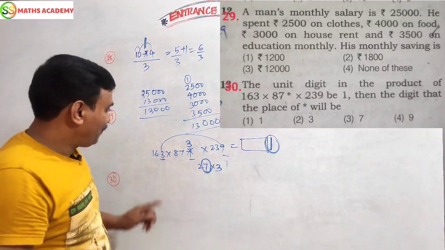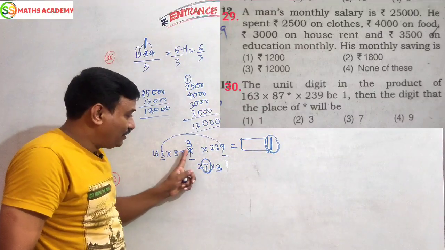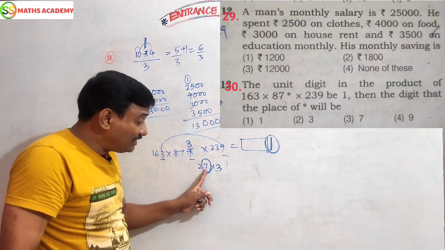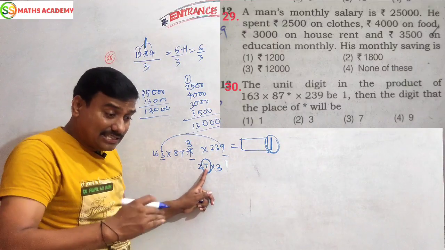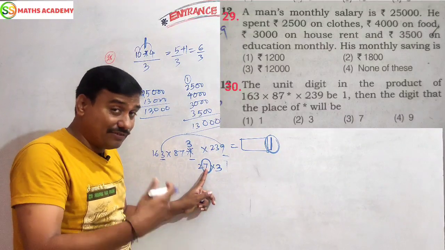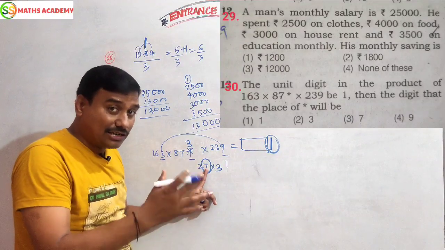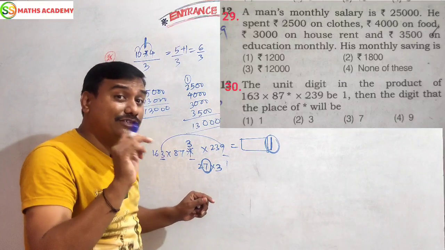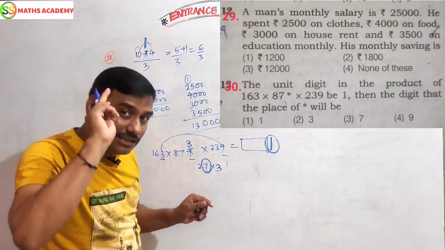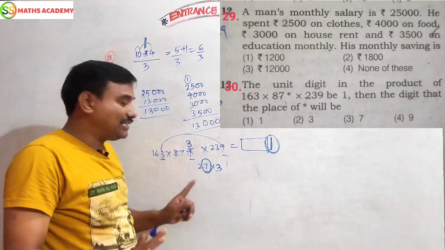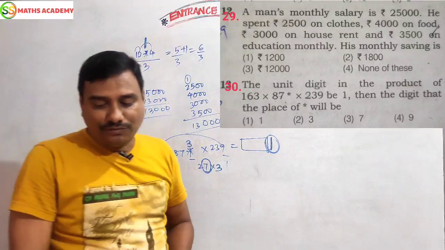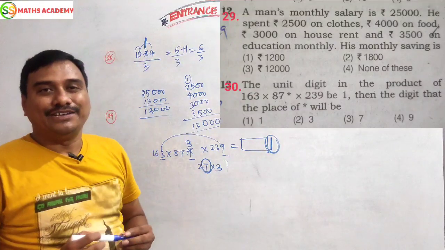Once again, the unit digit is 3, the unit digit of star we don't know, and here 9. 9 times 3 is 27. The unit digit in 27 is 7. 7 times 1 is 7 only. 7 times 2 is 14, the unit digit 1 is not coming. 7 times 3 is 21, and in that the unit digit 1 is coming. So the answer is 3. Here 3 will be there. So your answer is 3. The second option is correct.